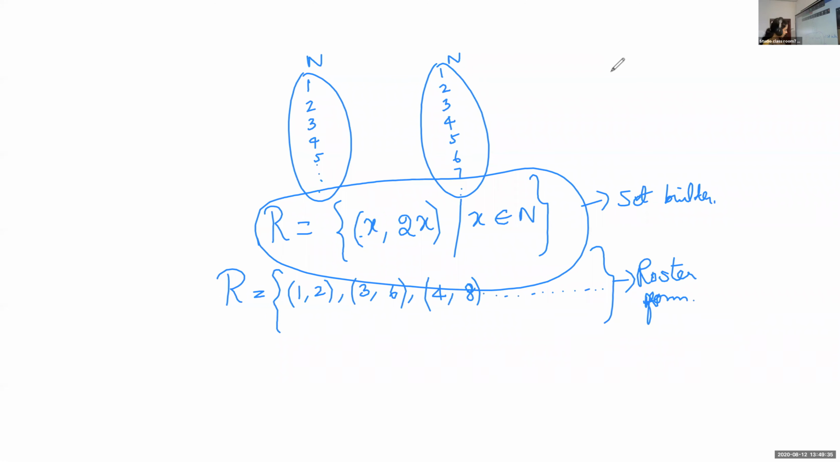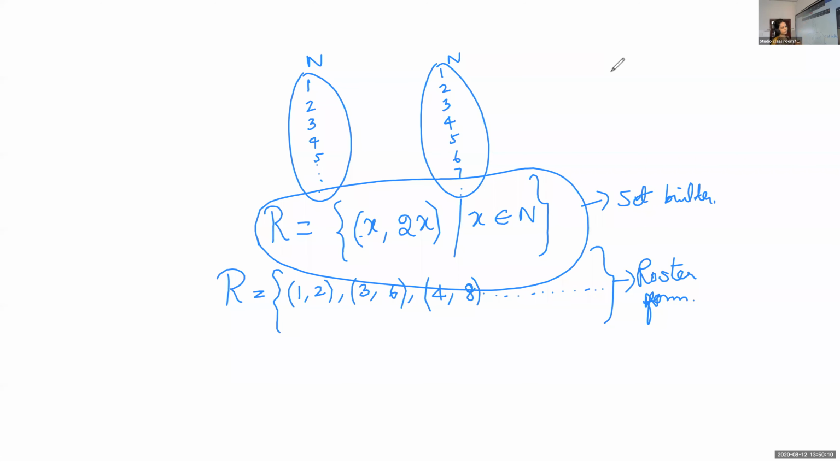Is it okay, Femina? Here we are writing all the elements separated by comma. So this is the way we are writing the relation. We explicitly write all the elements, and that means it is in roster form. Now the third form is visual representation form. In visual representation form, we represent it using the arrow diagram.